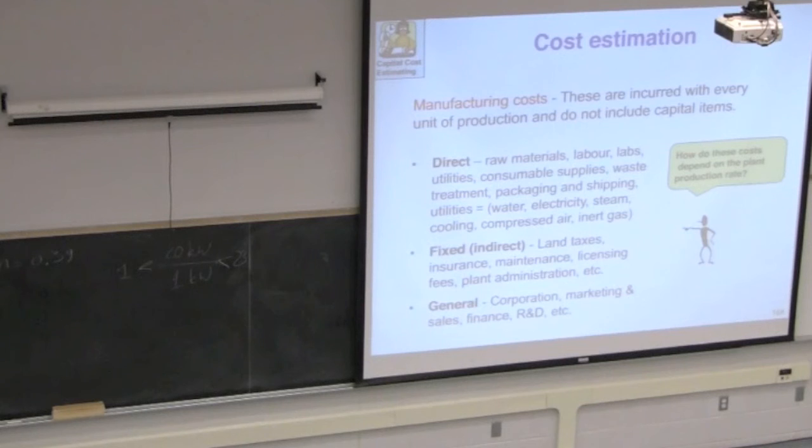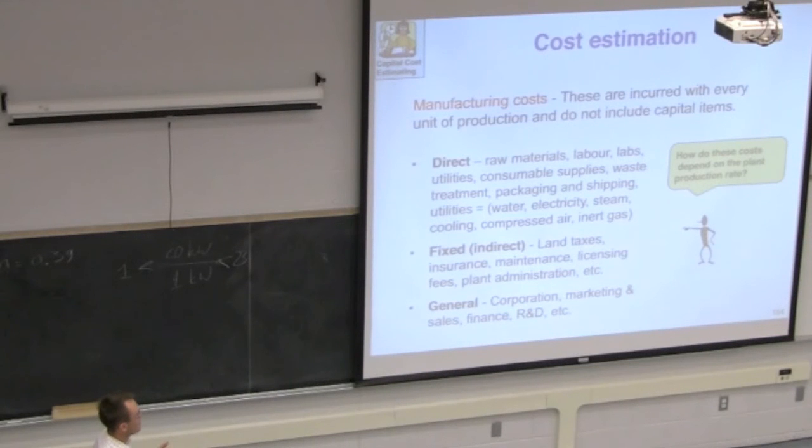So here's a few of them. We have to pay for our raw materials, for our operators, our engineers, our staff on our site, consumable supplies, and all sorts of utilities. So here's a small list of typical utilities, and that list can grow pretty large for larger refineries.